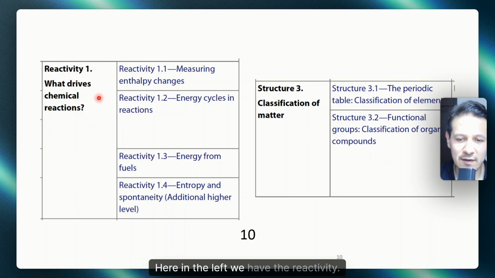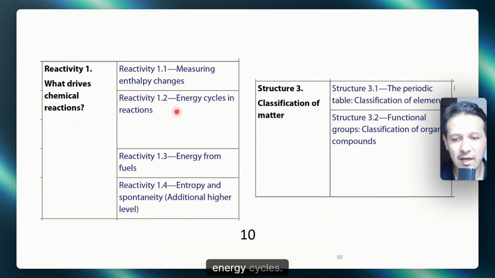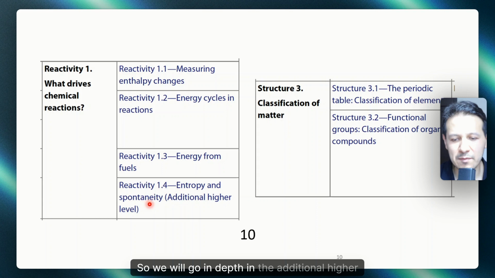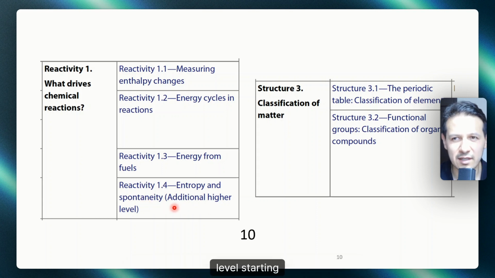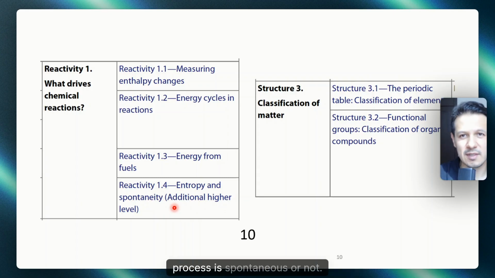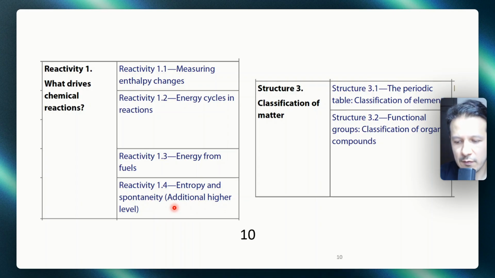Here on the left, we have the reactivity. This is measuring enthalpy changes, energy cycles in reactions. We will talk about energy from fuels, entropy, and spontaneity. So we will go in depth in the additional higher level, studying Gibbs free energy and the relationship to determine whether a process is spontaneous or not.